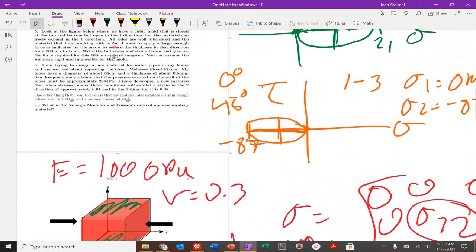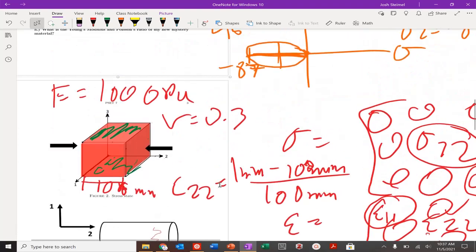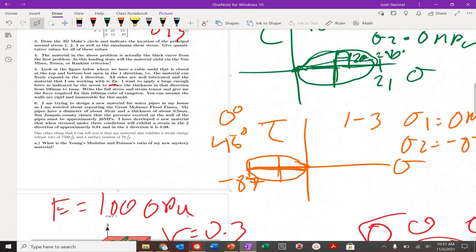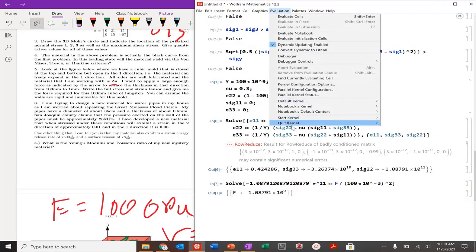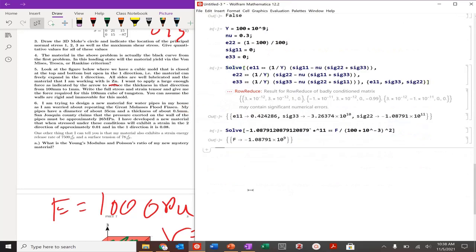I'm trying to design a new material for water pipes in my house because I'm worried about the last flood. I have pipes with a diameter of 35 and a thickness of 0.5. So whenever you see those values, when you hear those words, diameter and thickness, alarm bells should start to go off. What problem am I working with? Thin-walled pressure vessels. So my diameter is equal to 35 times 10 to the minus 2.